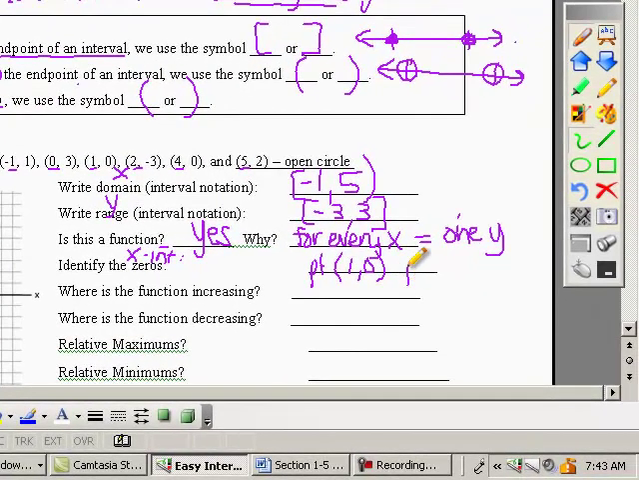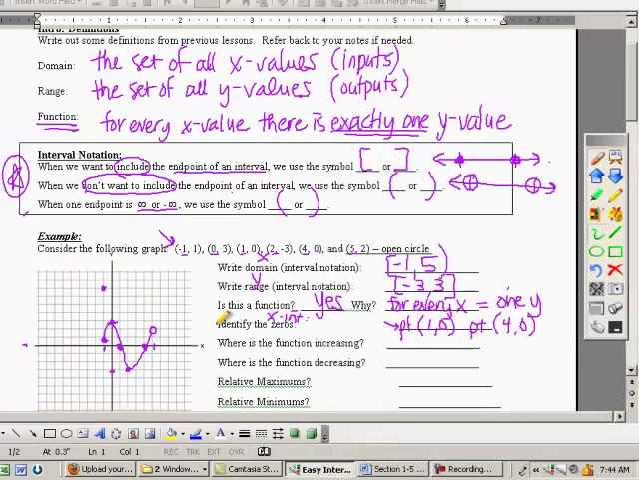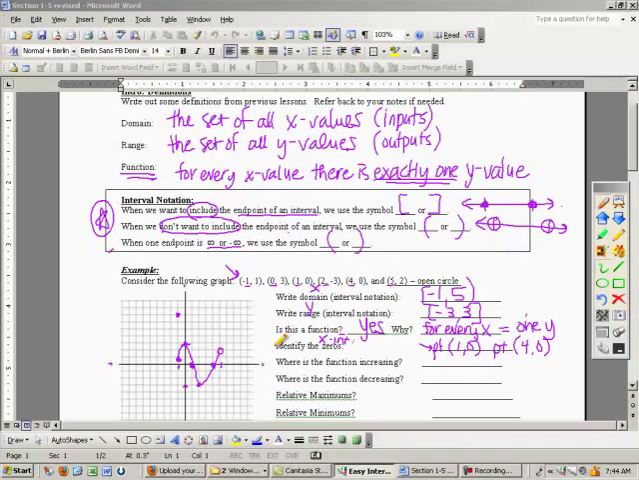And then I have another point at 4, 0. You do not have to include this point part, you don't, but for me it then says, okay, I know it's a point and not an interval, okay?